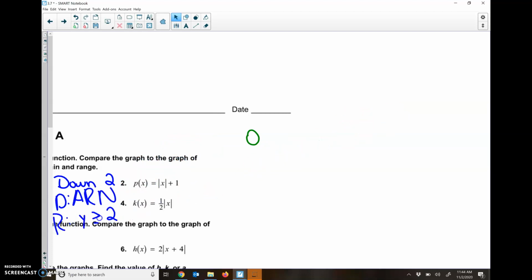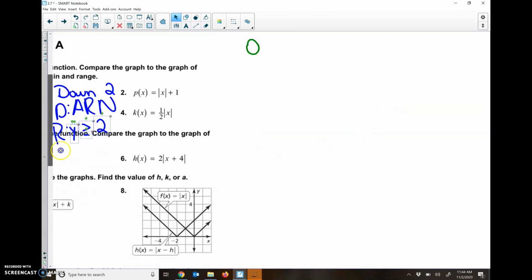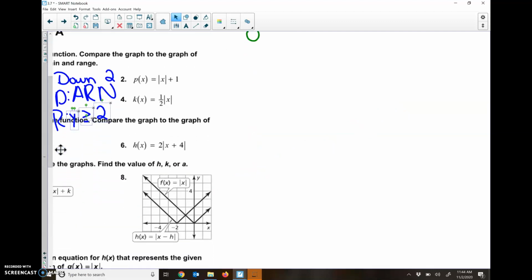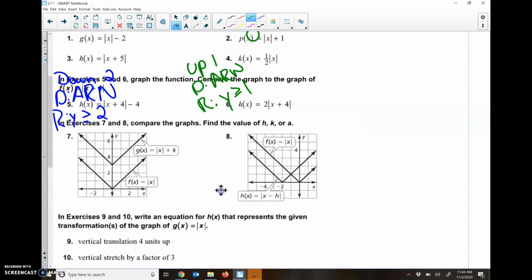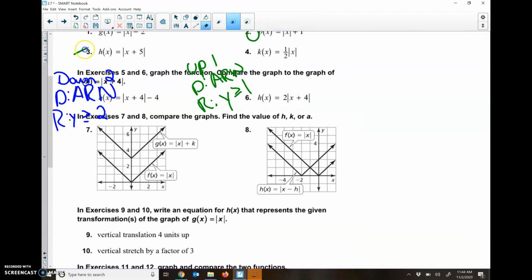Okay. So now if I look over here at number 2, it has the absolute value of x plus 1. So do this one in green. So that plus 1 is going to make my graph move up 1. Again, domain is going to be all real numbers. There's not an issue of any number that we can't pick. And then our range here, since it's going up 1 and it's going to be an upward facing graph, the lowest that we can go is 1. So y has to be something greater than or equal to 1.